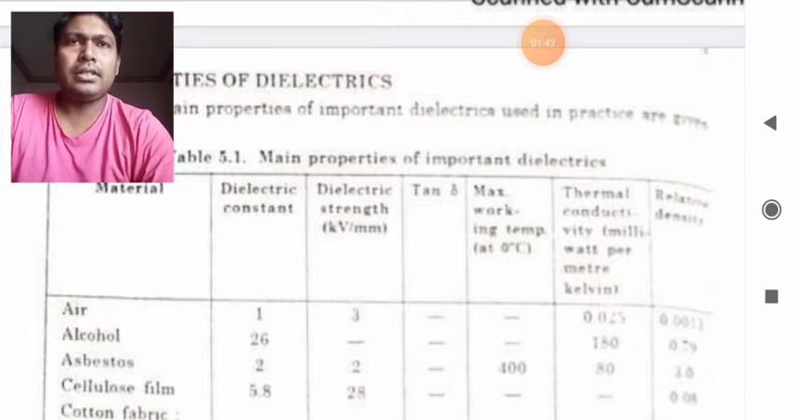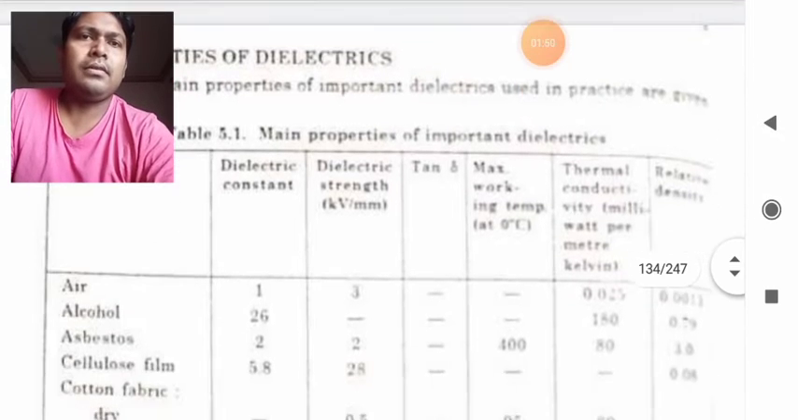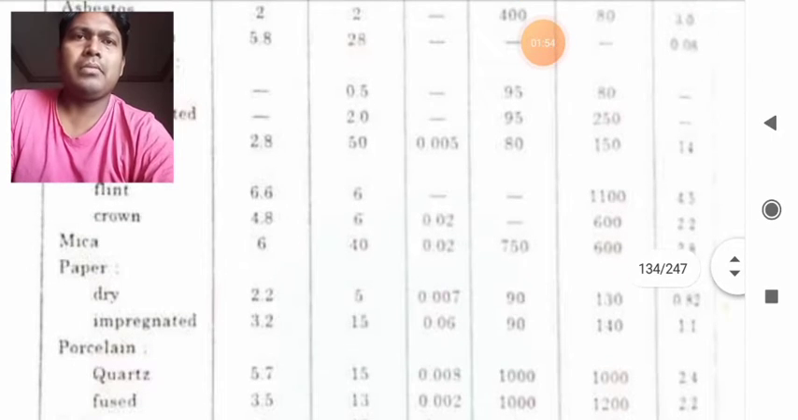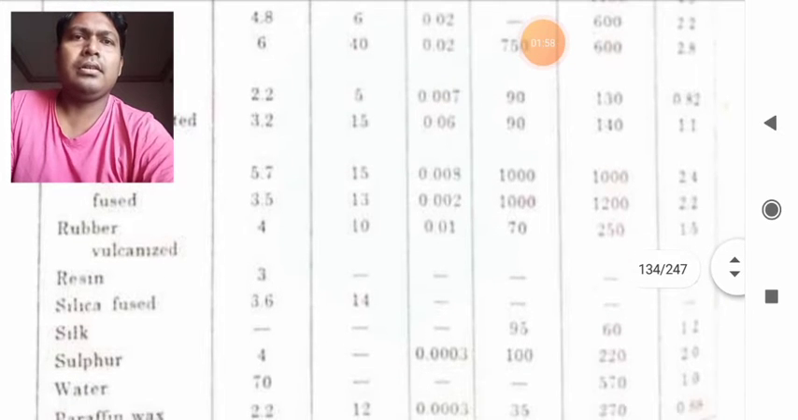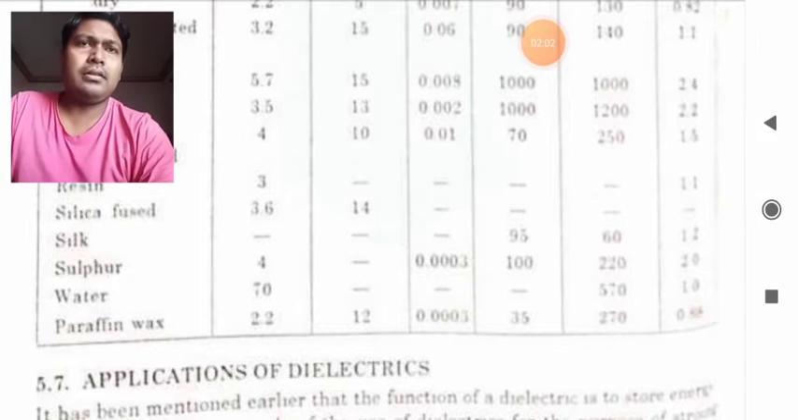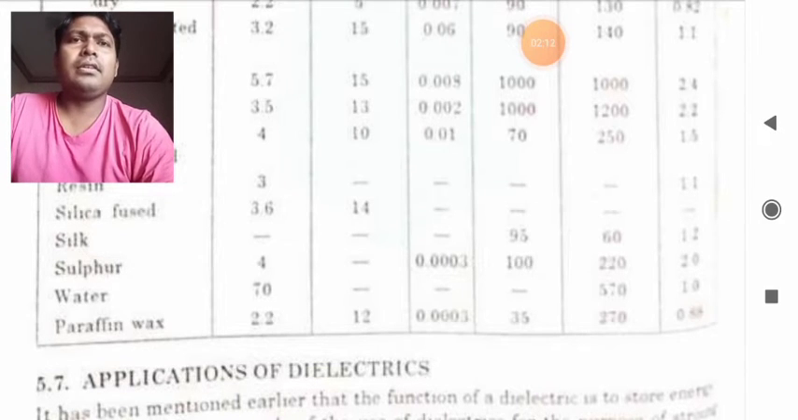You can just have a look at this table and try to remember some of them. Like you can remember the material air. You will also have to remember mica, vulcanized rubber, and water. It is not asked in your numerical part, but in some exams the dielectric value of water is asked, so you can remember water also.